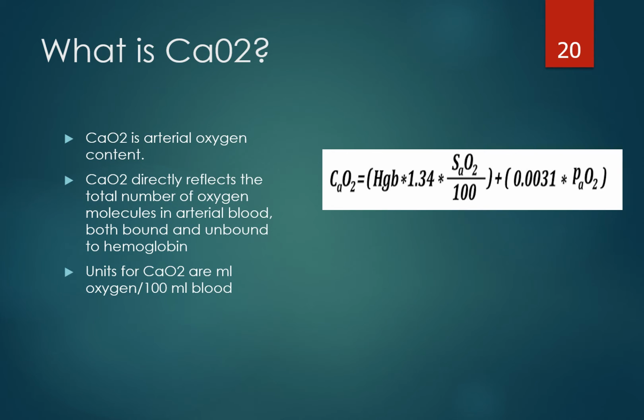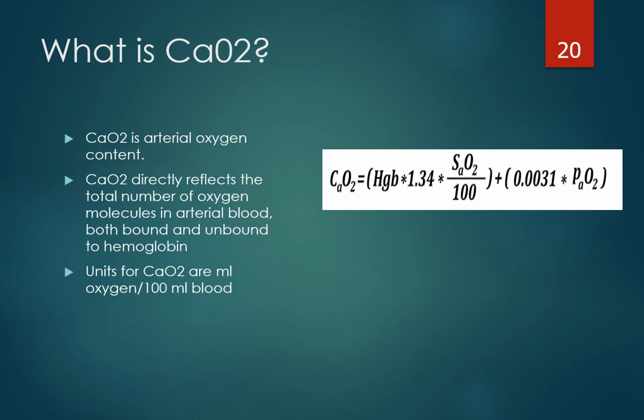Another common term we use is called CaO2. CaO2 is the amount of oxygen bound to hemoglobin as well as unbound to hemoglobin. So it's the total amount of oxygen in the blood. SaO2 doesn't really measure this, PaO2 doesn't measure this, but CaO2 really does a good job of measuring this. When you think about CaO2, you could think about tissue oxygenation. Does the tissue in the body get oxygen? Units of CaO2 are in milliliters of oxygen per 100 milliliters of blood.